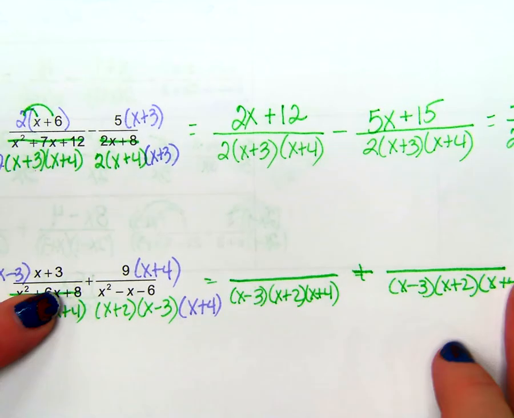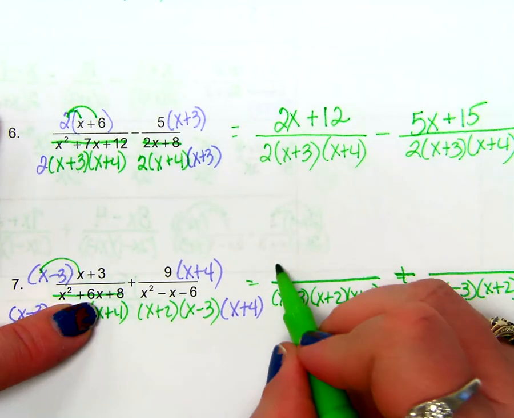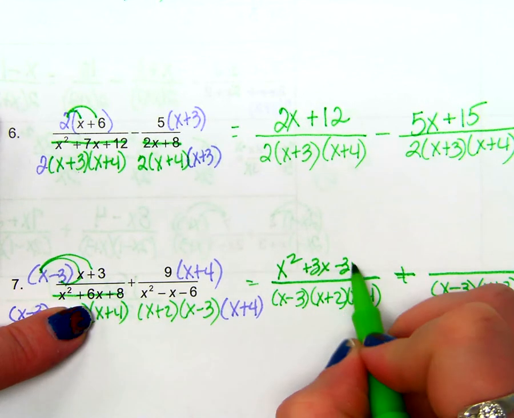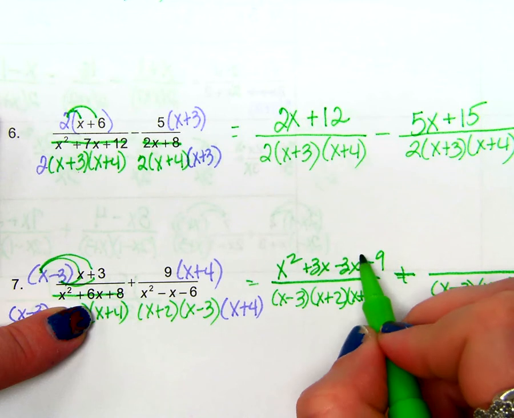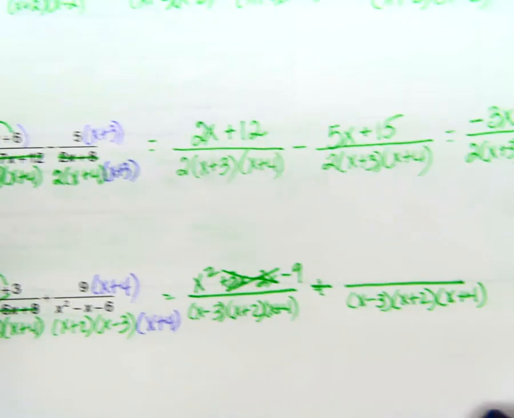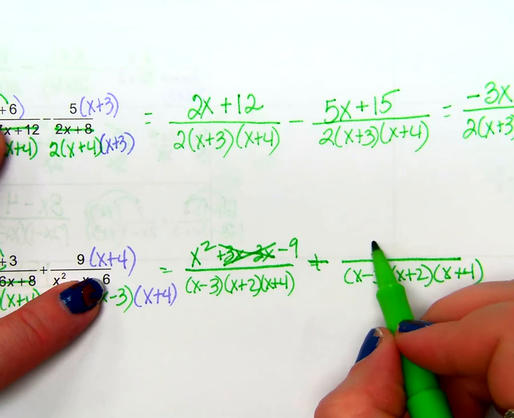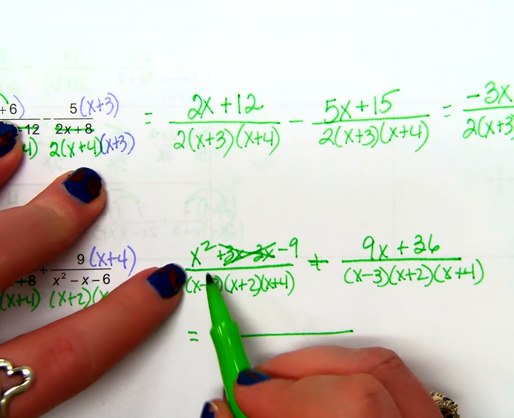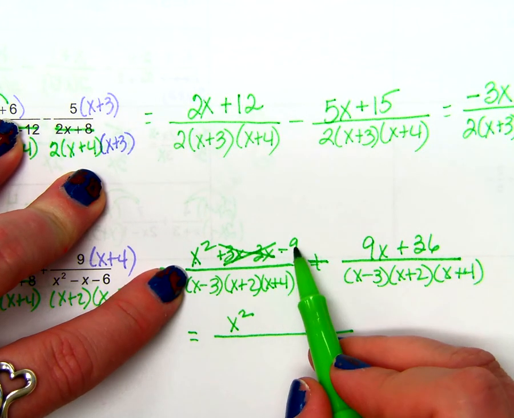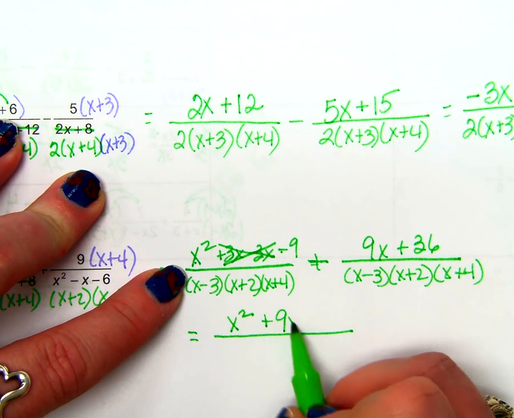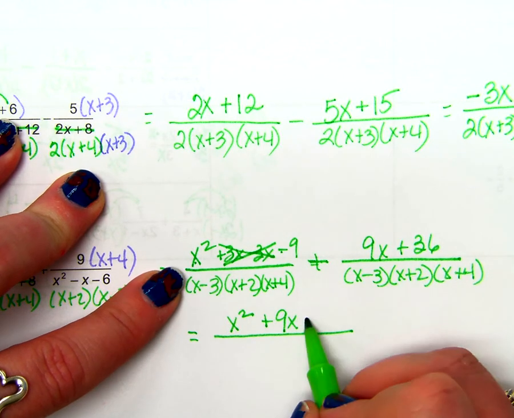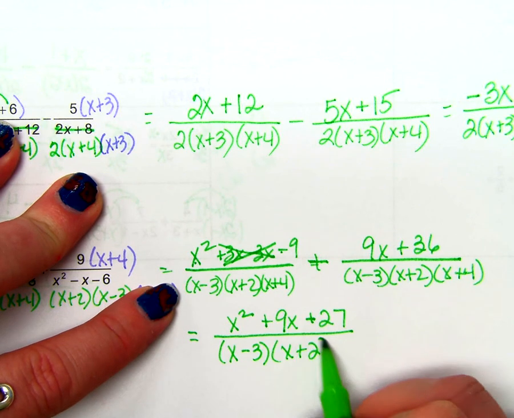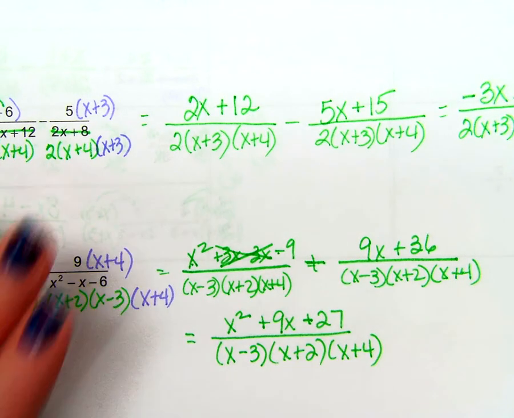So when I multiply this out, I get x squared plus 3x minus 3x minus 9. That is 0. Negative 3x and positive 3x, so that's a 0. Then here I have 9x plus 36. So when I go to combine my like terms right here, I have x squared. I have a minus 9, but I also have a plus 9x. A minus 9 and a positive 36 is a positive 27. Over x minus 3, x plus 2, x plus 4. And that's my final answer.